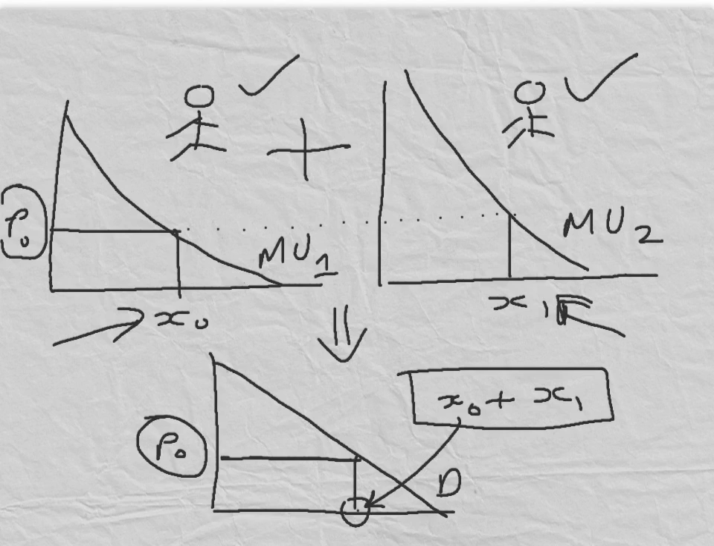So the market demand curve is just the sum of the individual demand curves or marginal utility curves of all the consumers in the market. In this case, we have assumed that there are only two, but it illustrates the principle that the market demand curve is just the sum of the marginal utility curves of all the consumers in the market.